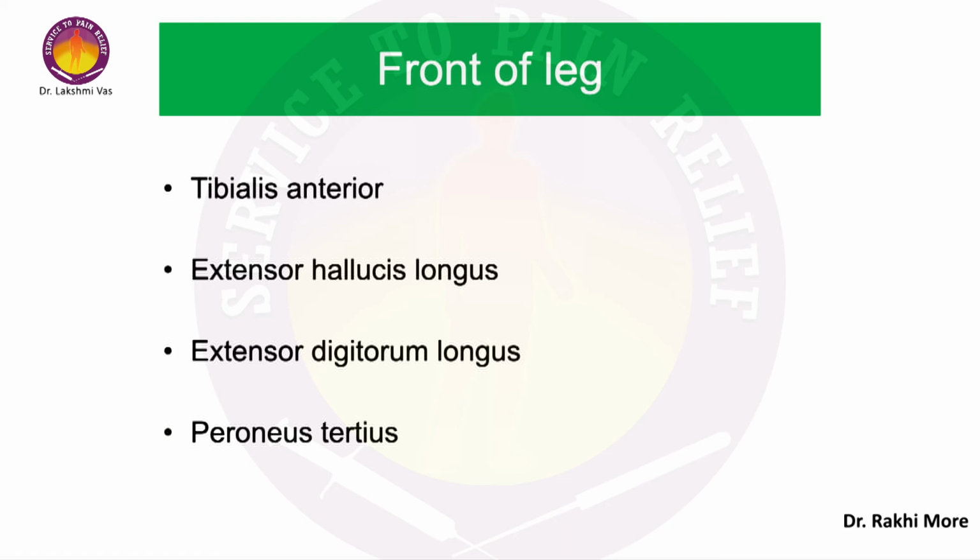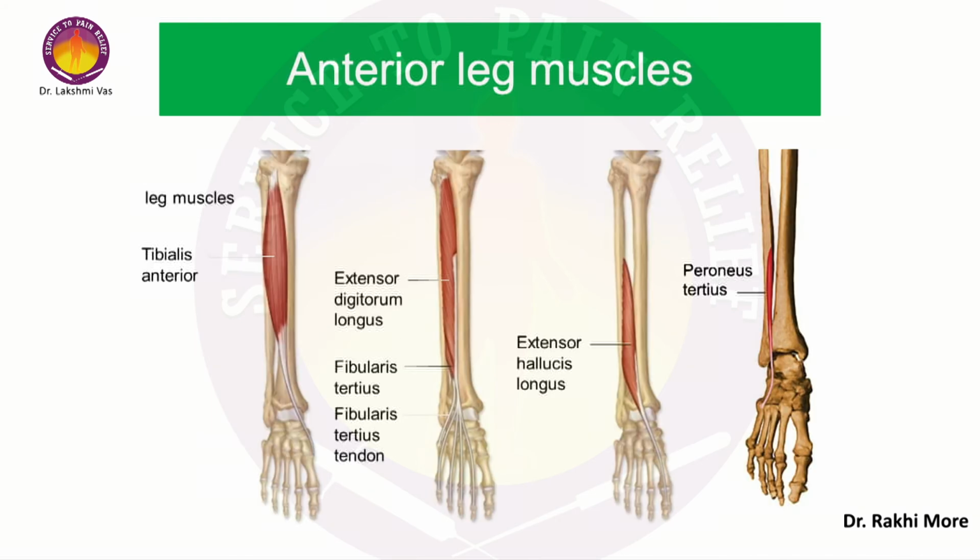Now we come to the muscles of the front of the leg. There are four muscles in the front of the leg: the tibialis anterior, extensor hallucis longus, extensor digitorum longus, and the peroneus tertius. So these are the muscles which you can see.